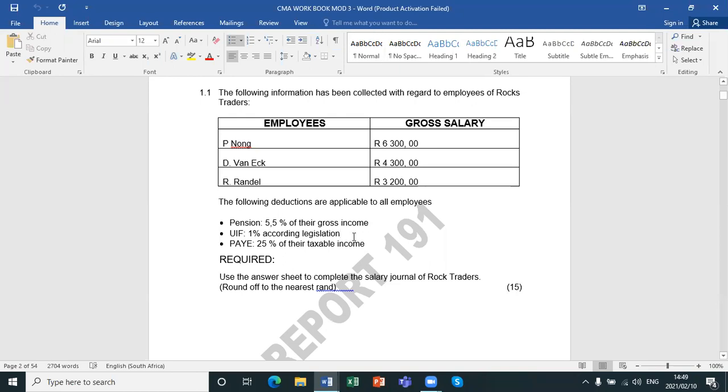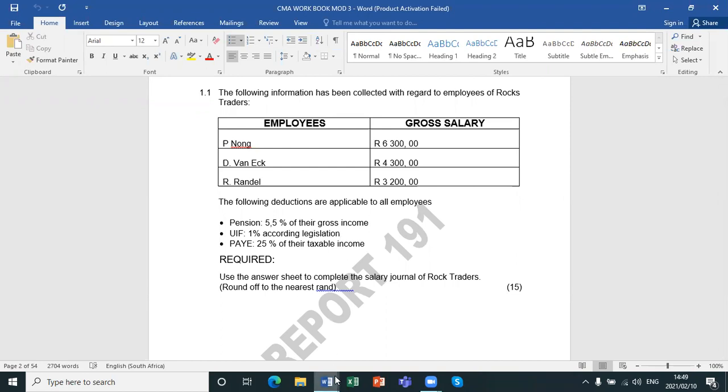I would also like to advise you that you need to have your notes with you when you answer these questions. If you don't understand something, you can refer back to your notes. Do not work without the notes. The notes are important. You also pay 25% of taxable income. And what is taxable income? It's when you take your gross salary in this case and subtract your pension from it. That amount will be called taxable income. You then work out your tax on that amount.